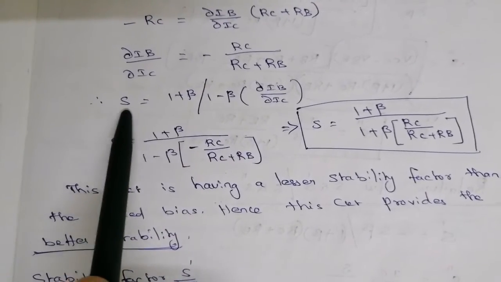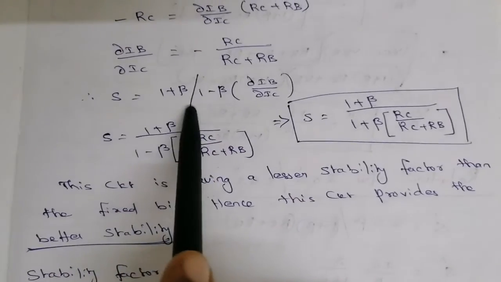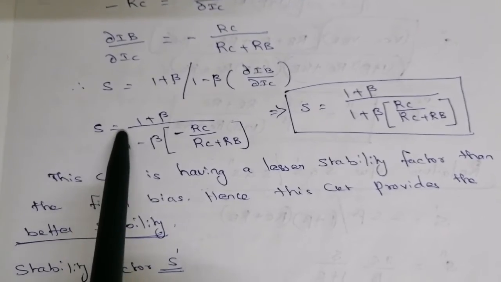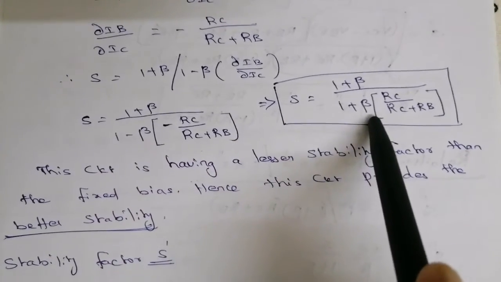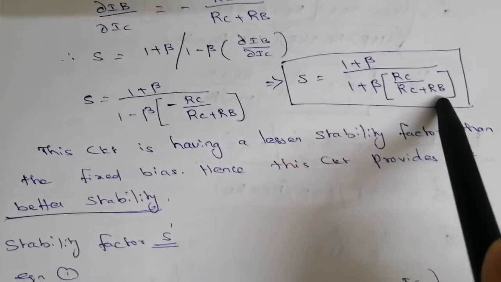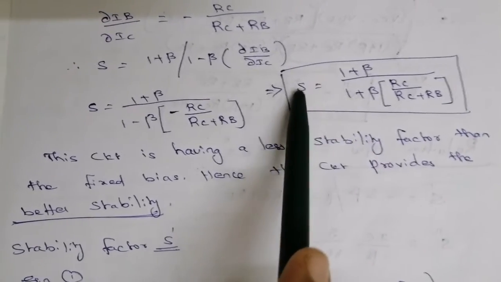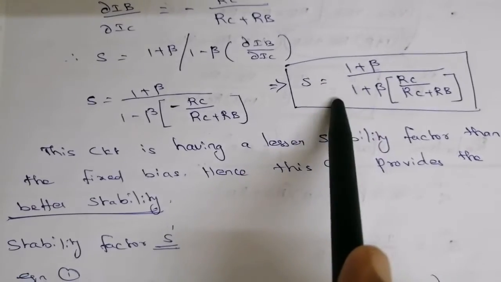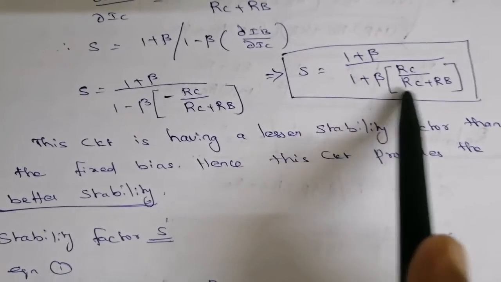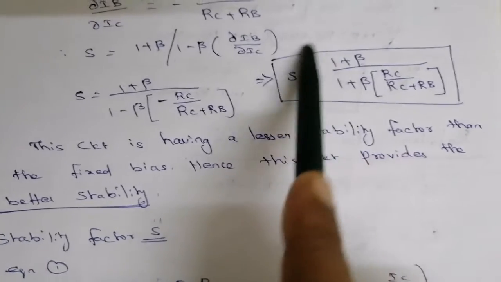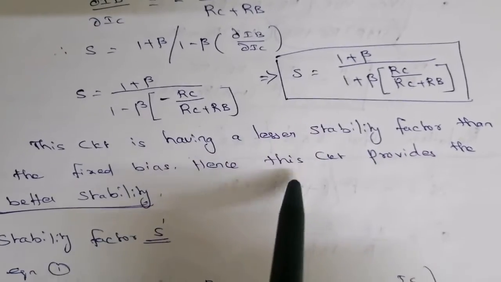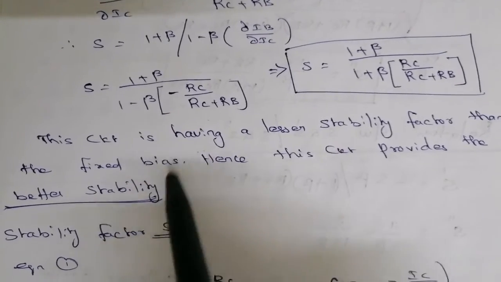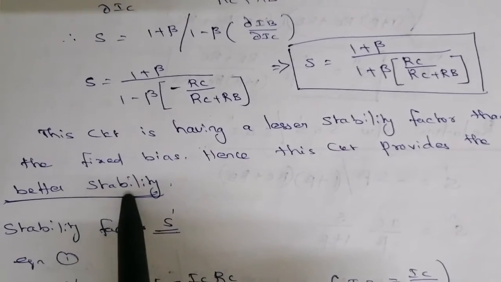Now we have the stability factor equation. From that equation, we substitute this value. After substitution, we get S equal to 1 plus beta divided by 1 plus beta into RC by RC plus RB. In a fixed bias circuit, the stability factor S is equal to 1 plus beta. But here S is equal to 1 plus beta divided by 1 plus beta into RC by RC plus RB. From that equation, we can conclude that the stability factor is very low compared to fixed bias, so it can provide better stability.